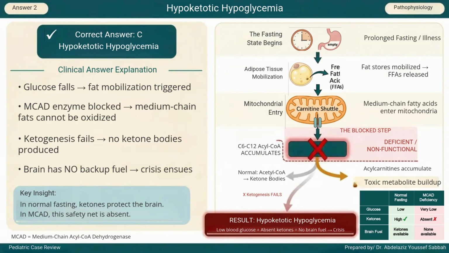When glucose falls during fasting, fat mobilization is triggered and free fatty acids are released from adipose tissue. Medium-chain fatty acids enter the mitochondria via the carnitine shuttle, but the deficient enzyme blocks their oxidation. Acyl-coenzyme A species with 6 to 12 carbon chains accumulate, and the acylcarnitine octanoyl carnitine, known as C8, rises dramatically. Critically, ketogenesis fails because medium-chain fat oxidation cannot produce acetyl-coenzyme A for ketone body synthesis. The brain has no backup fuel. In normal fasting, glucose is low but ketones are high. In this deficiency, both glucose and ketones are low, which is the paradox.